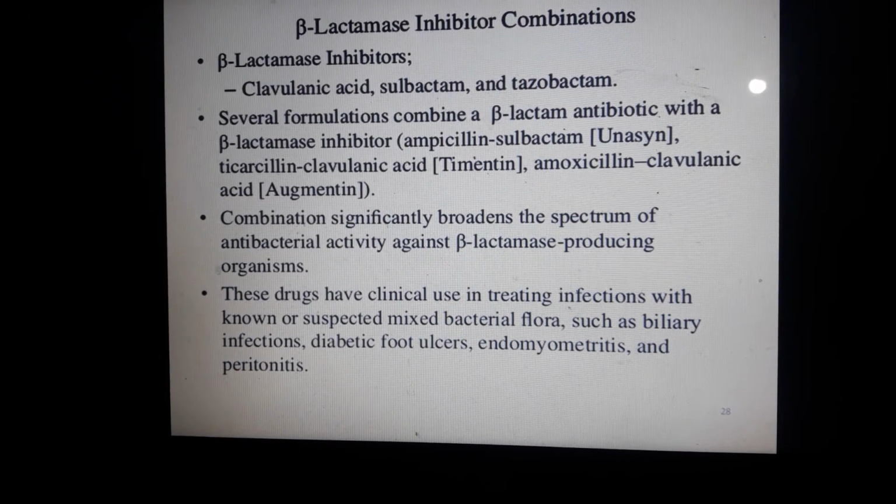They inhibit the beta-lactamase, because beta-lactamase-producing bacteria destroy the beta-lactam ring. The combination significantly broadens the spectrum of antibacterial activity against beta-lactamase-producing organisms. The enzymes they produce are inhibited by the combination of these two drugs. These drugs are clinically used in treating infections with suspected bacterial flora, also called opportunistic bacteria, such as biliary infections, diabetic foot ulcers, endomyometritis, and peritonitis.